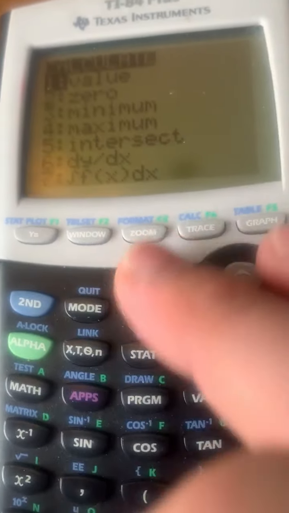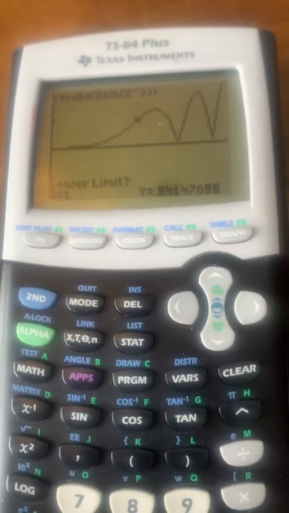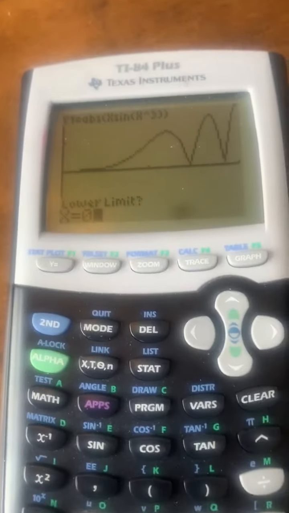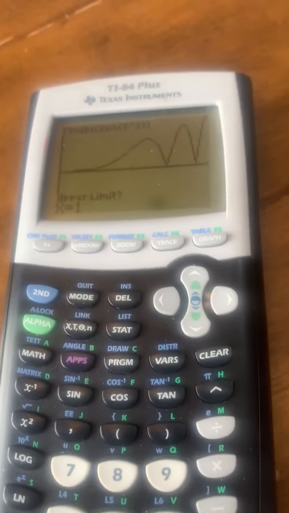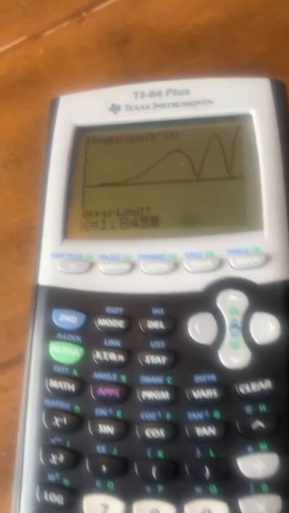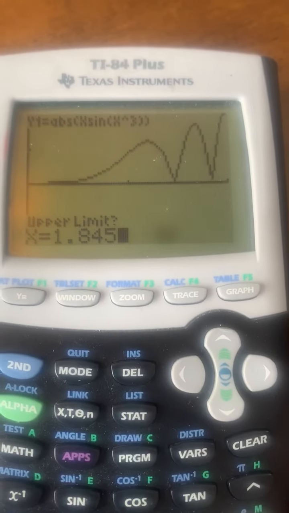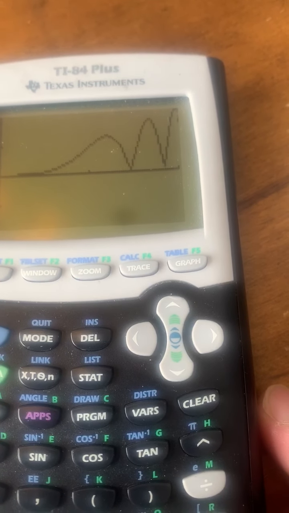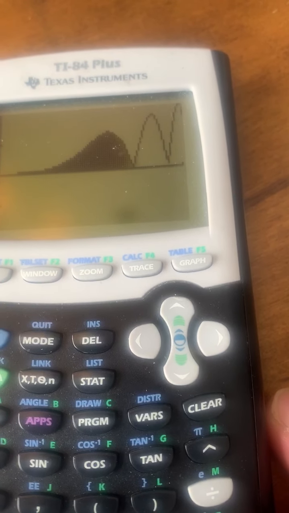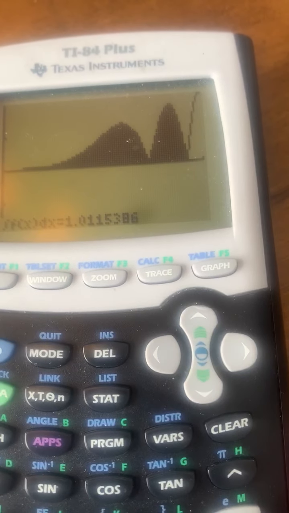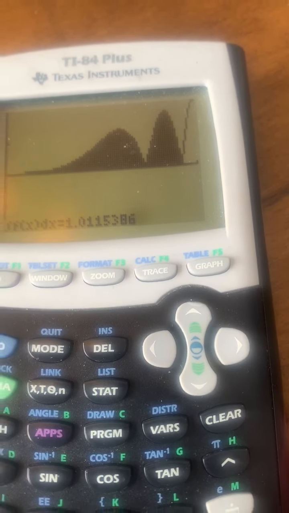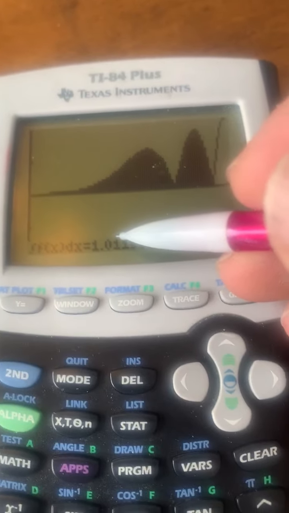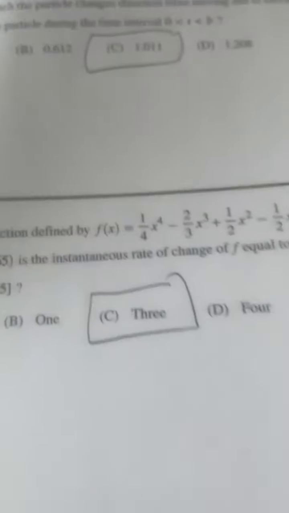I'm going to hit second, calculate 7. I'm going to go from 0 to 1.845. I wouldn't use that adjusted one on the free response, but we're okay here. Wait for it to calculate, and I get 1.011. And I actually got 1.012 kind of, but it's the only one that's close, so we'll go there.